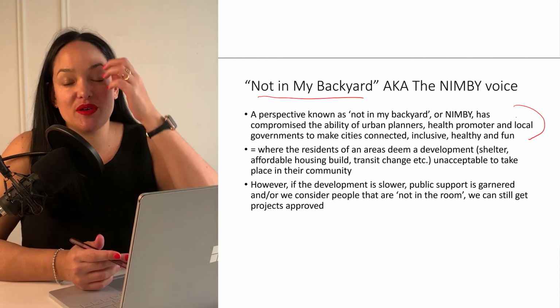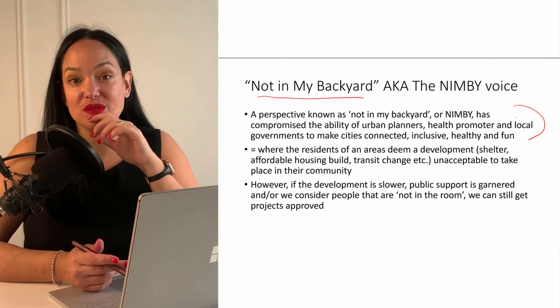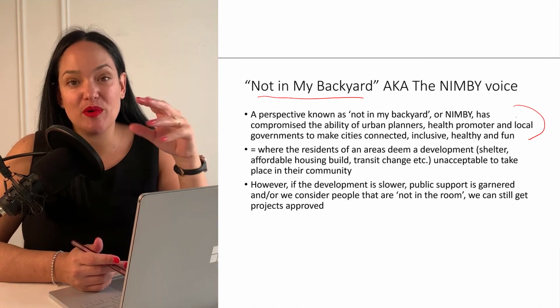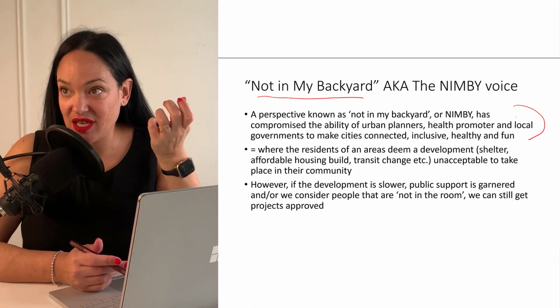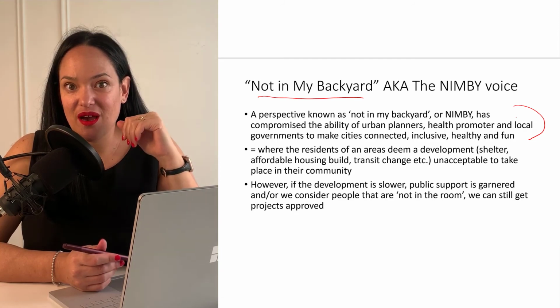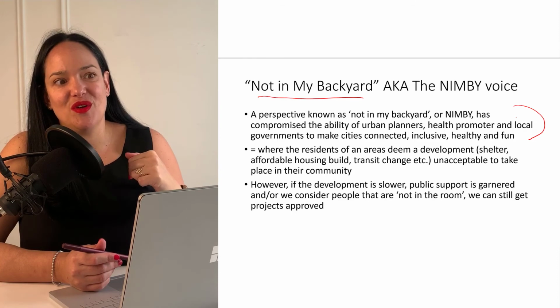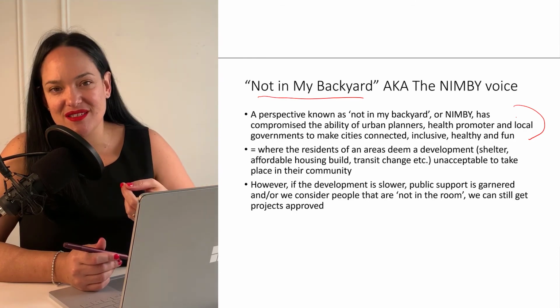A good example here is when you talk about cycle paths. There's a lot of controversy both in Vancouver and in Toronto when they try to put in more cycle paths because the drivers don't like that. They're like, okay, but you're taking away a lane of road, and now it takes me twice as long to get to places.